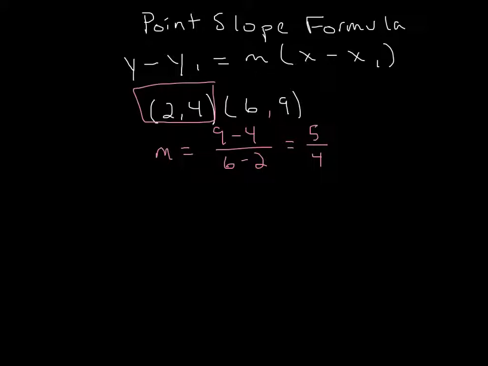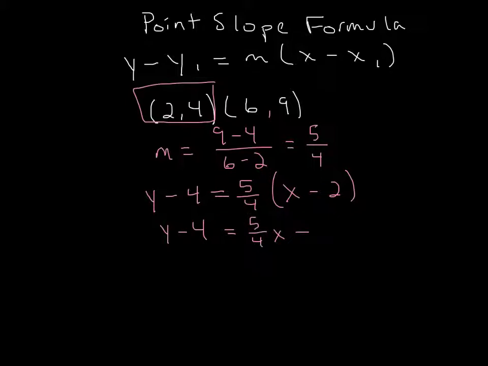Alright, so we plug everything in now. We got y minus the y from our point, which is 4, equals our slope 5 over 4 times x minus our x from our point, which is 2. Now we need to distribute as our next step. So we got y minus 4 equals 5 over 4x minus 5 over 4 times 2. That's going to cross cancel your 4 and your 2. You got 2 on the bottom, so it's 5 over 2.